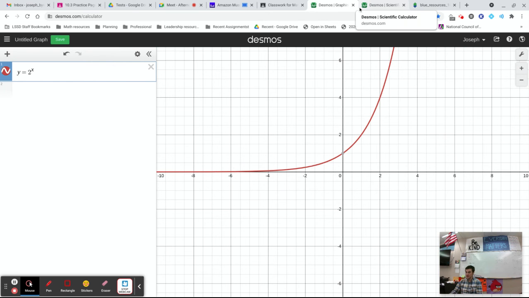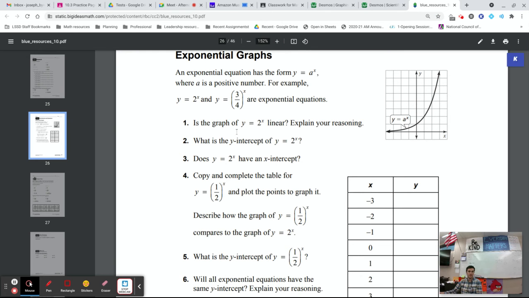Let's see what else you may need. So is the graph y = 2^x linear? Well, I'll let you explain that. What is the y-intercept of this graph y = 2^x? You know what? I'm going to let you do a quick Google search if you need to remind yourself as to what the y-intercept is.